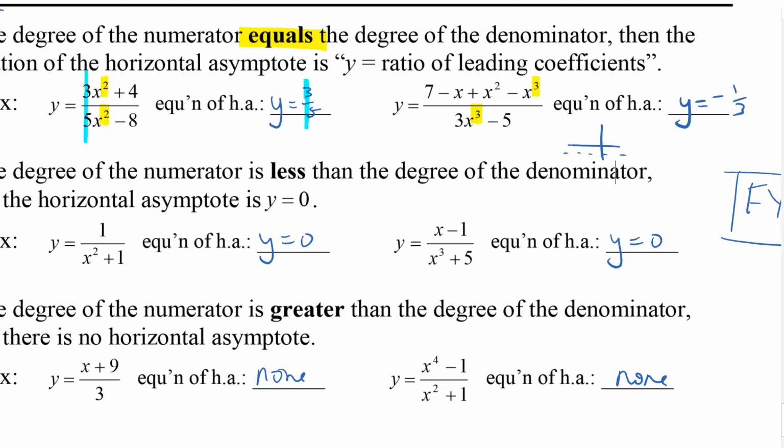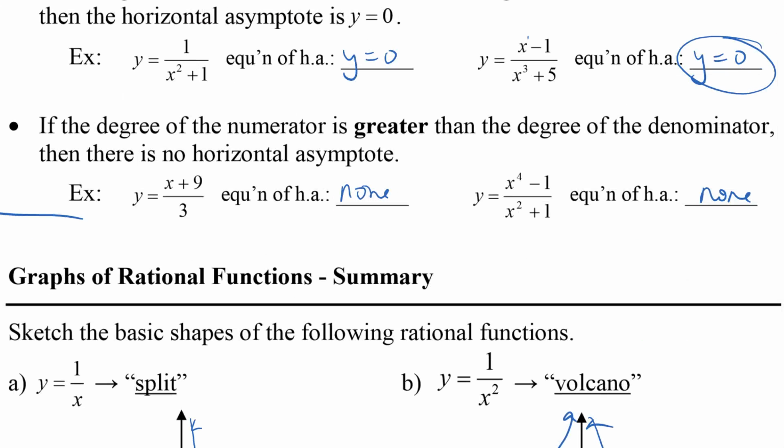If the numerator is less, so we've seen a few examples of that, then the horizontal asymptote is equal to 0. So in this case, the horizontal asymptote is 0. Here you have an x in the numerator, but x cubed in the denominator. So the numerator power is 1, and 1 is less than 3. So again, we have a horizontal asymptote at y is equal to 0. Now, sometimes we get one where the numerator is greater, and then there is no horizontal asymptote at all. So y is equal to x plus 9 over 3, and so on.